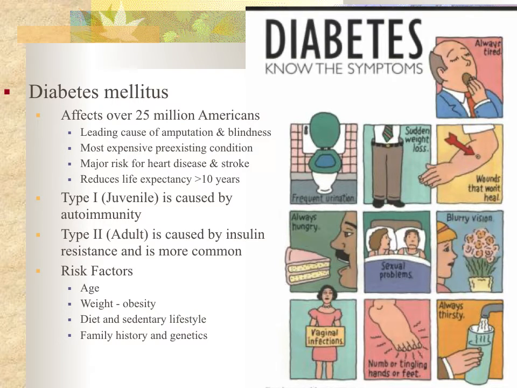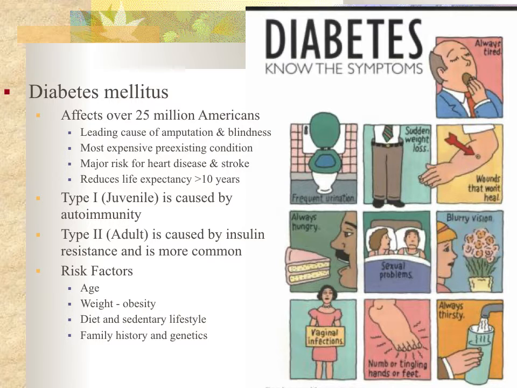Okay, diabetes is one of the most important endocrine disorders that affects us, and one of the most important of any conditions for Americans. It affects over 25 million Americans, almost 1 in 11. It is the leading cause of amputation and the leading cause of blindness. It is the most expensive pre-existing condition. You're going to need treatment for diabetes for almost the rest of your life. It's also a major risk factor for heart disease and stroke, and on average, it will reduce the life expectancy of a person by almost 10 years.